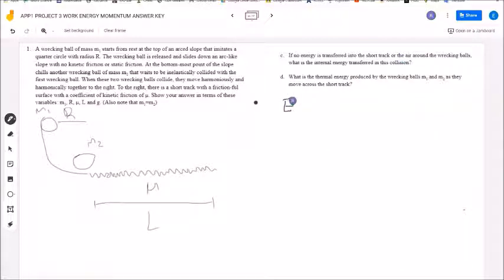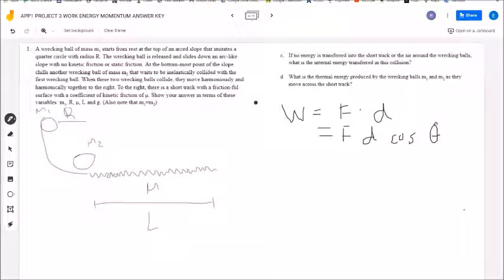The E thermal produced by the wrecking balls as they move across this short track is going to be equal to the work done by the force of friction. Or rather, if you think about it, the thermal energy produced will be the negative work done by friction. Anyway, we know work to be equal to the dot product of force dot displacement. And using the dot product theorem that you learned in pre-calc, work is equal to the magnitude of F times the magnitude of d times cosine theta, theta being the angle between the two vectors.